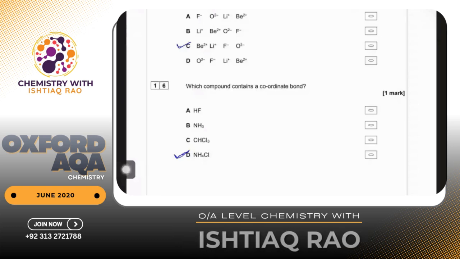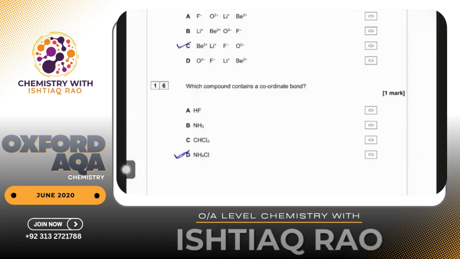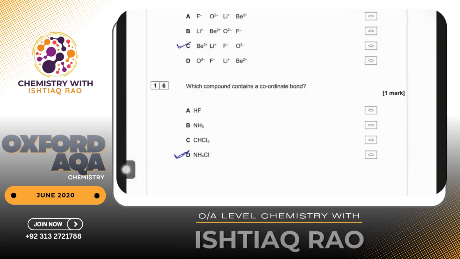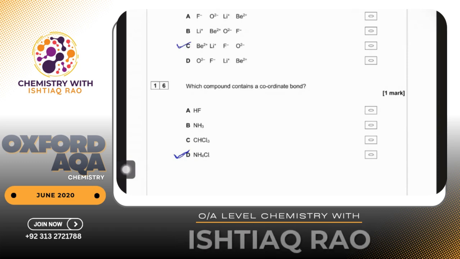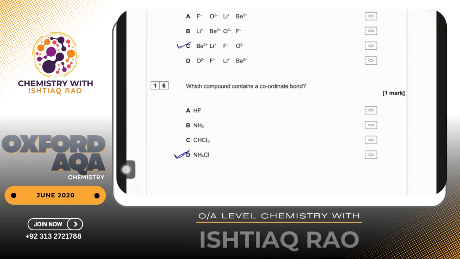If you remember in chemical bonding, we did, when ammonia reacts with H+ to form ammonium, or even when ammonia reacts with HCl to form ammonium chloride, NH4Cl. Yes, exactly.